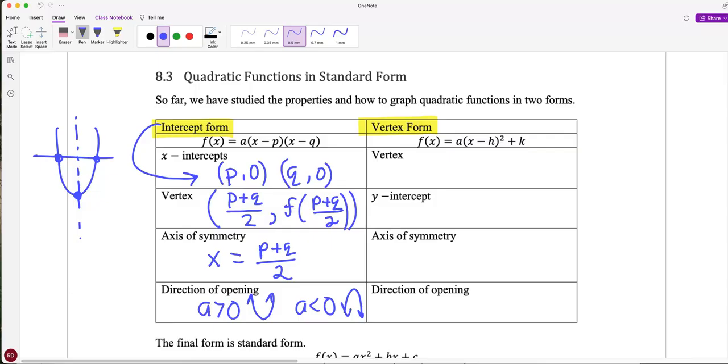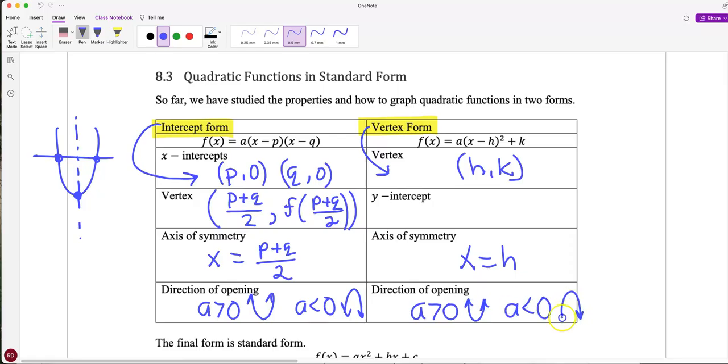Vertex form. So I should be able to look at this and tell you the vertex. The vertex is h, k. The axis of symmetry is x equals h. To find the direction of opening, same thing. If a is greater than 0, it opens up. If a is less than 0, it opens down. To find the y-intercept, all you have to do is just set x equal to 0.